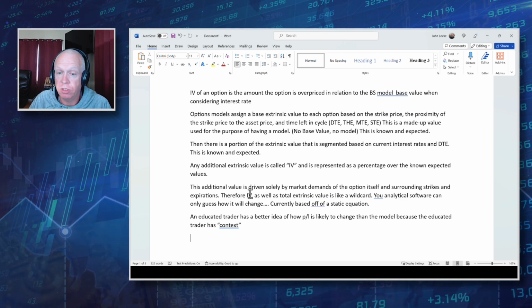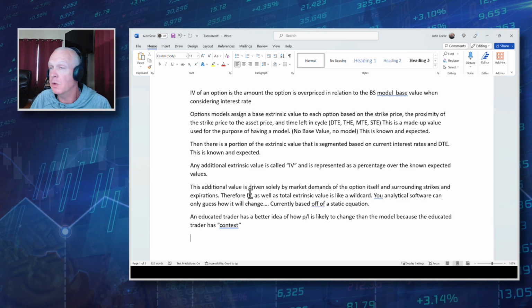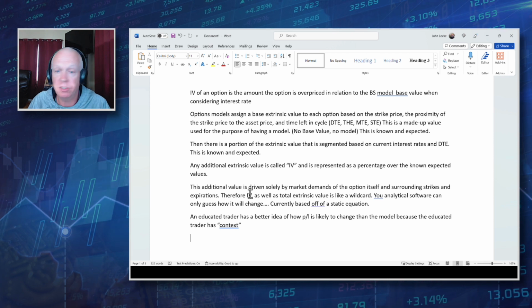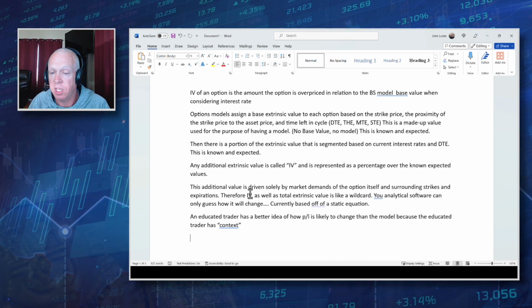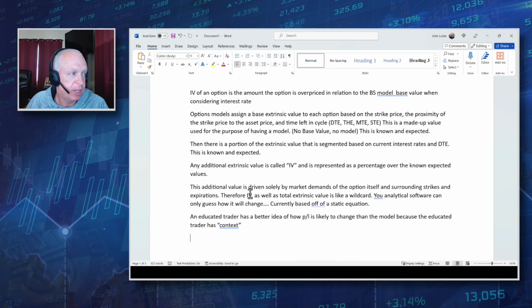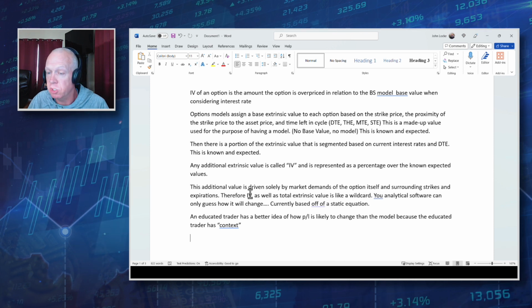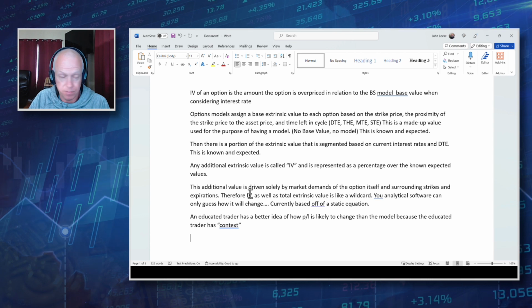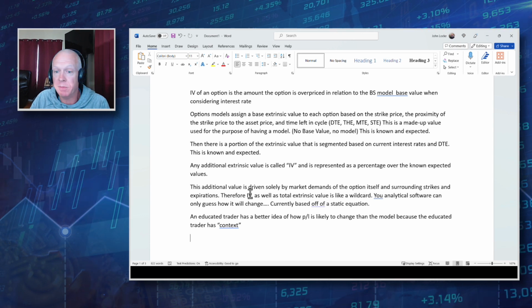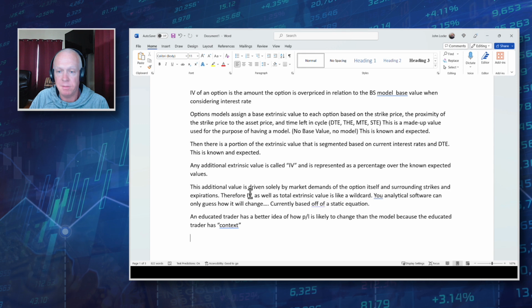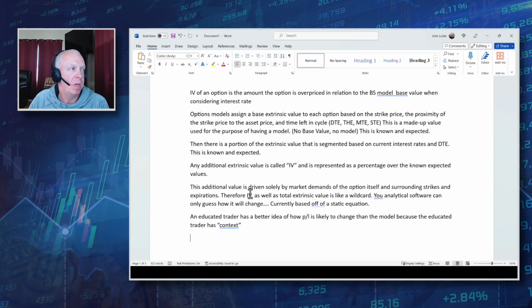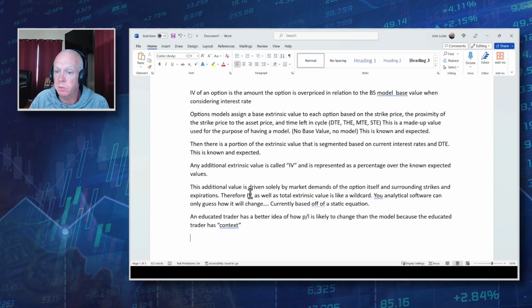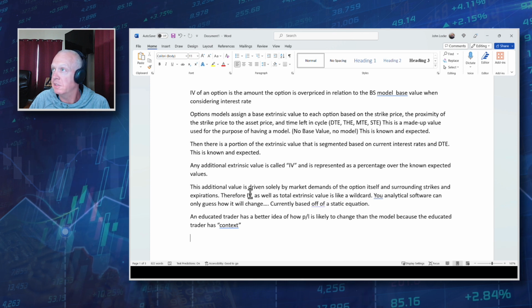how it's going to change based off of a static equation that takes nothing into consideration. It doesn't take in what the traders are thinking. It doesn't take into consideration the news, right? So your option's value is going to be driven by supply and demand. Supply and demand is going to be driven by news. It's going to be driven by how fast the market's moving, and things such as that.